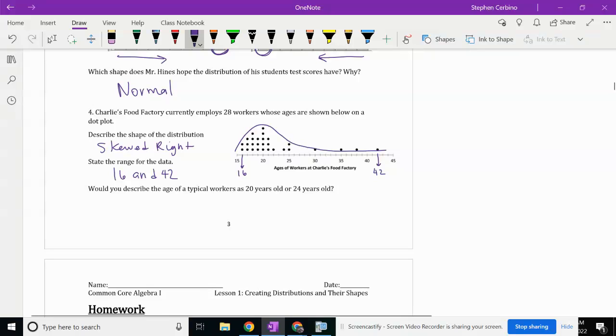And then it says, would you describe the age of a typical worker as 20 years old or 24 years old? So a typical worker here, if you look at the 2 dots that represent 20-year-olds and 24-year-olds, there are more 20-year-olds that work here. 20-year-olds is the highest number of dots. So it would be more typical to be 20 years old than 24 years old.